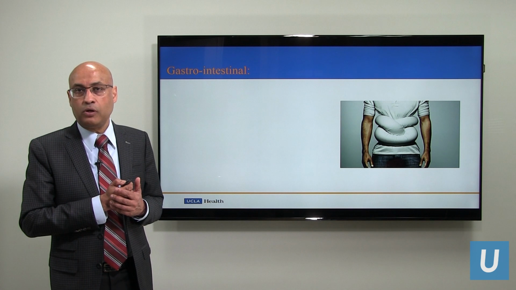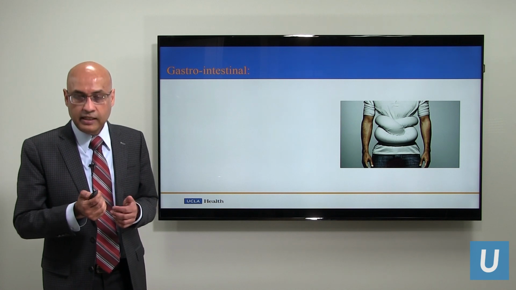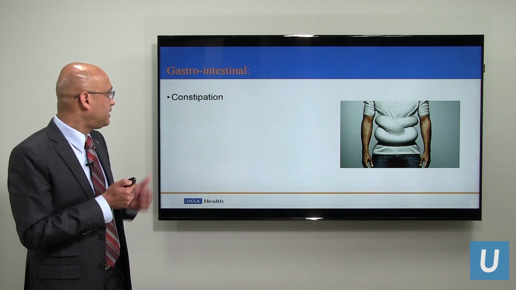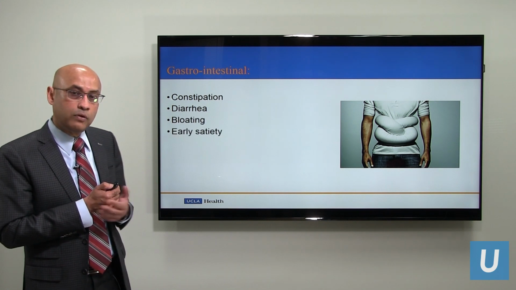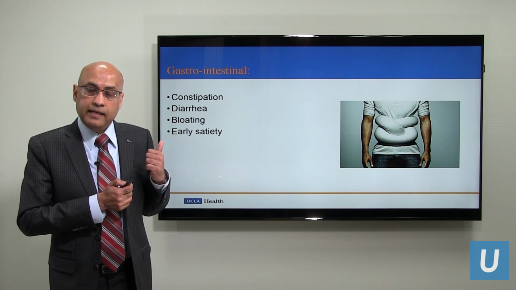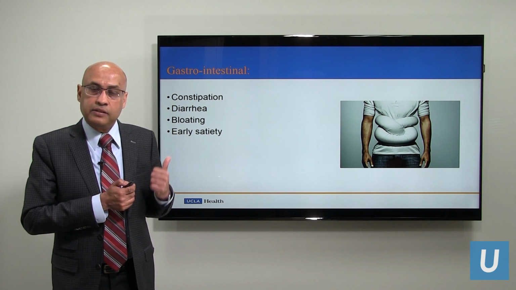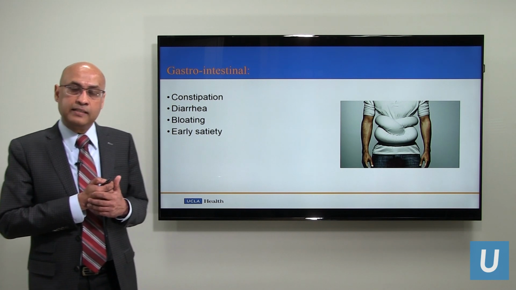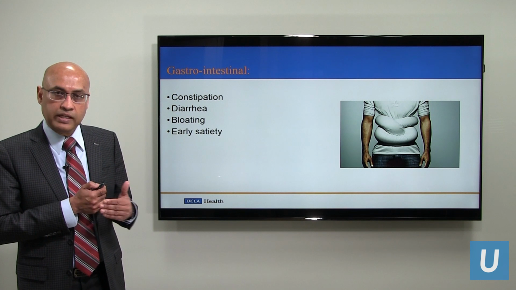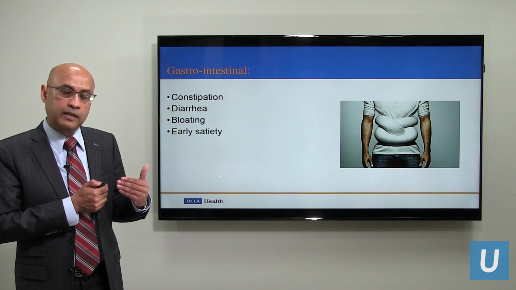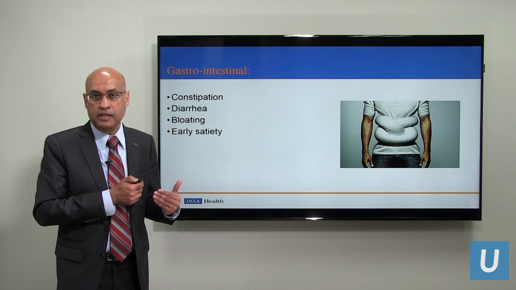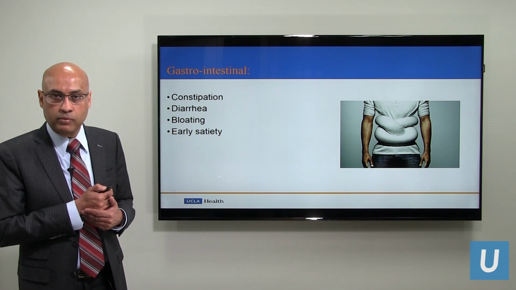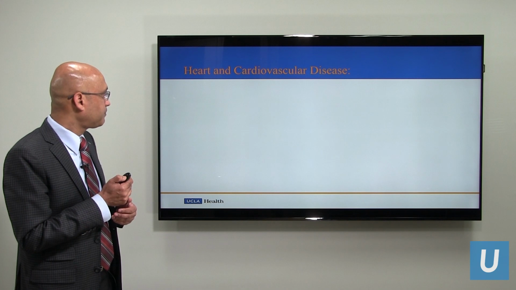GI symptoms also are very significant, especially in adolescents. Some of them are constipation, diarrhea, bloating, and feeling full. A lot of times these patients are misdiagnosed as having irritable bowel syndrome. So if, going back to your childhood or early adolescence, you had these symptoms, then think about Fabry's disease as well, and get tested for that.